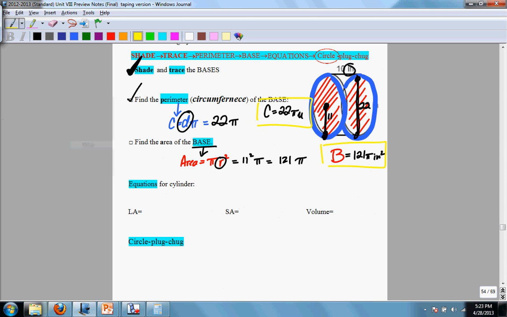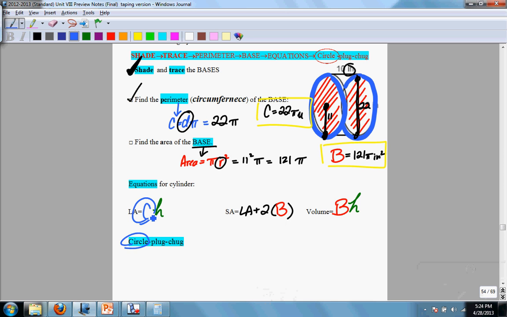Now we're going to write down our equations for lateral area, surface area, and volume of a cylinder. Lateral area is circumference times height. Surface area is whatever the lateral area is plus 2 bases. Use a capital B for area of the base. Volume is area of the base times the height. Take a moment, write all three down. Ready? Now we're going to circle, plug, chug.